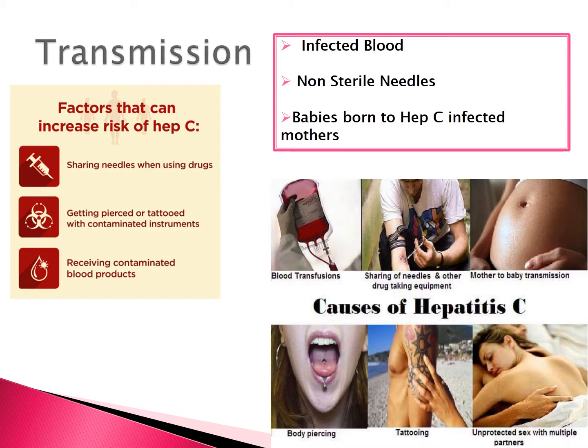Hepatitis C is transmitted by an infected person. Someone's blood infected with hepatitis C virus would have to enter the body of someone who does not have the virus. Ways one is infected are by infected blood, non-sterile needles, sexual intercourse with someone who is a hepatitis C carrier, and babies born to hepatitis C infected mothers.